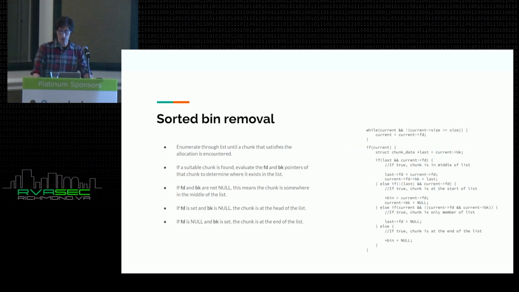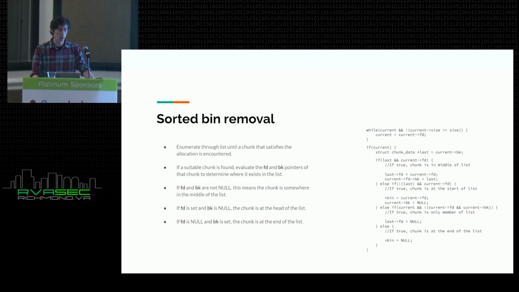All right, sorted bin removal. Again, this is more involved because there's sorting involved, but essentially we're going to enumerate through our list until a chunk that satisfies the allocation is encountered. If a suitable chunk is found, then we're going to evaluate the forward and back pointers of that chunk to determine where it exists in the list.